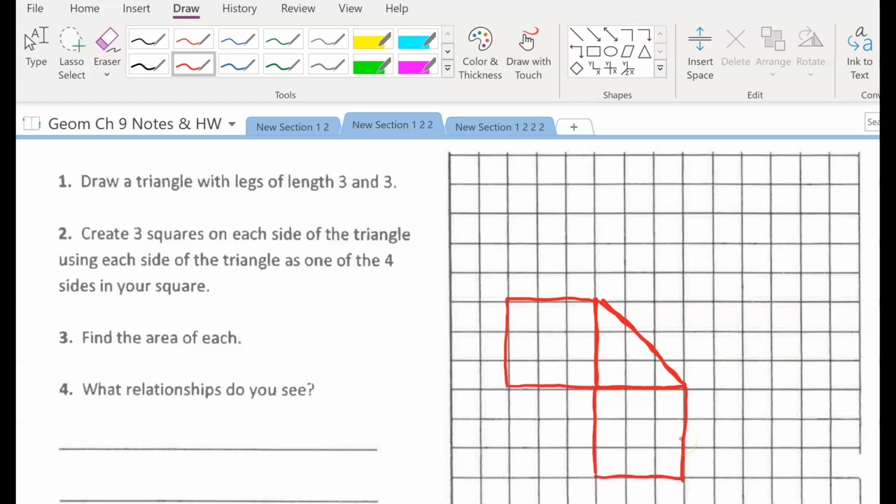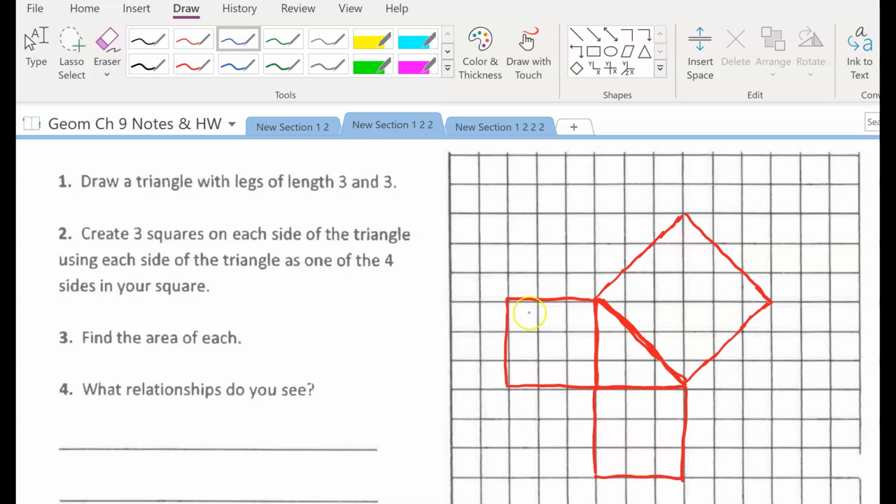And my last square over here is going to go, so this does go right through those points there. So it's going to go through 3 squares diagonally. So I'm going to go through 3 squares diagonally there, and 3 squares diagonally there, and then we'll connect that. So we've drawn a square on each side of our triangle.